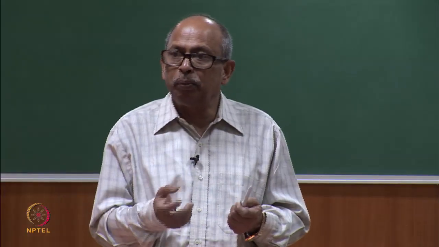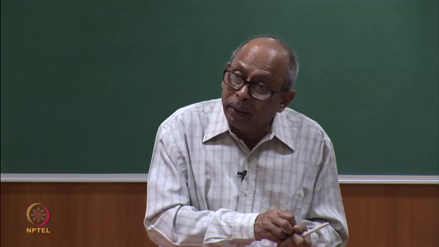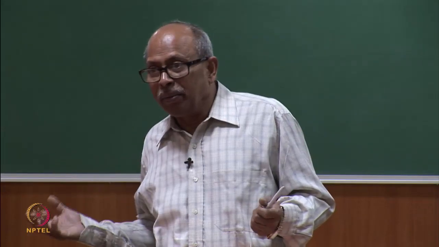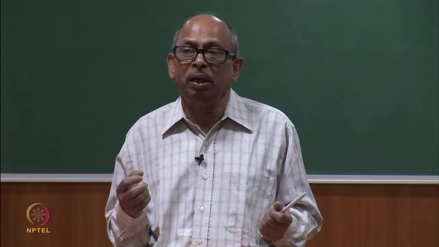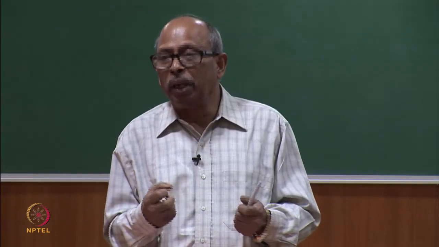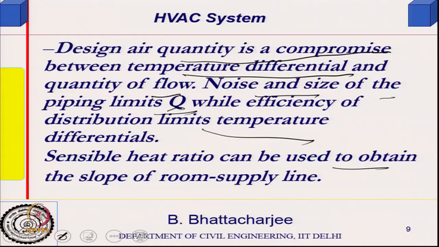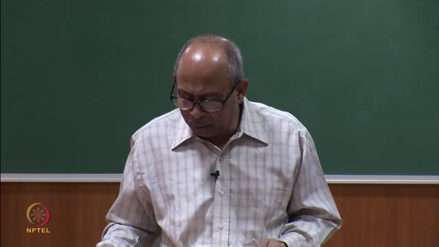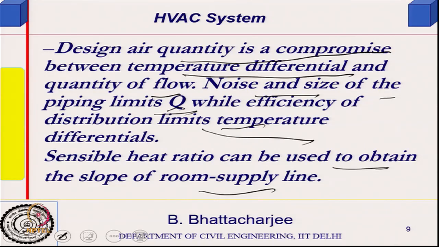If the supply air is cooled to a lower temperature, the tendency is that losses would be higher, because of absorption of heat from the surroundings. If the temperature is low, it will tend to absorb more heat. So this is what dictates. Sensible heat ratio is basically the ratio of sensible heat to total heat removal. For example, Qs divided by Qs plus QL. How much proportion of the total heat removed is this much. So this can fix the slope of the whole thing. Okay, obtain the slope of the room supply line, right?